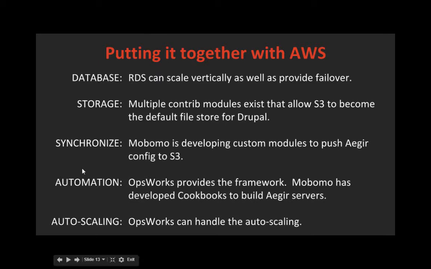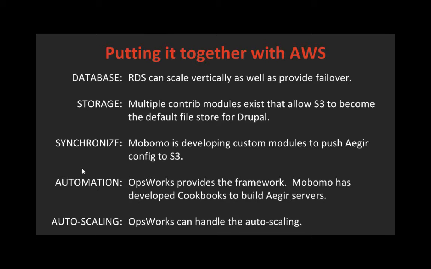So I've mentioned S3, but I've tried to avoid talking about a specific cloud vendor. This slide just talks about how you would actually do this with AWS. Obviously for the database, you're going to use RDS. On AWS, you can't really scale an RDS MySQL instance horizontally. You can just throw more iron behind it, make the instance size bigger.